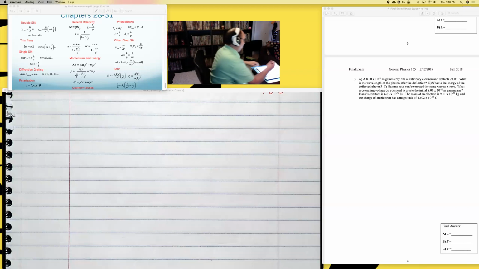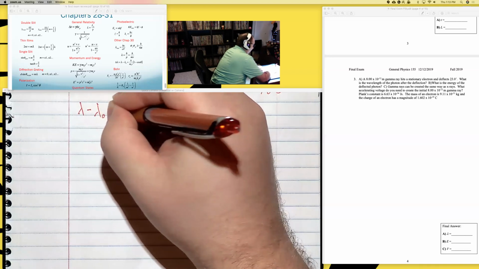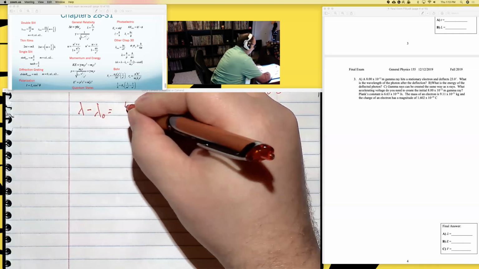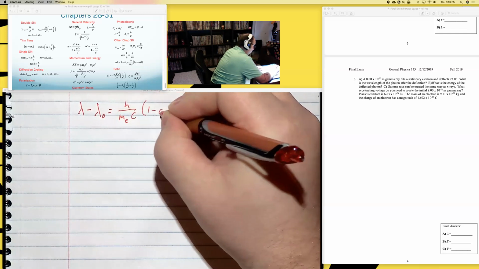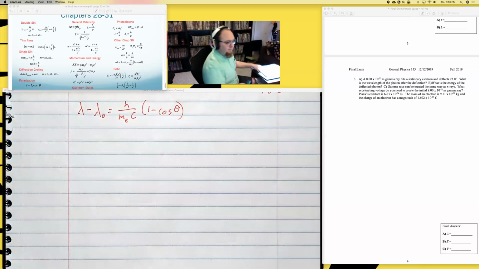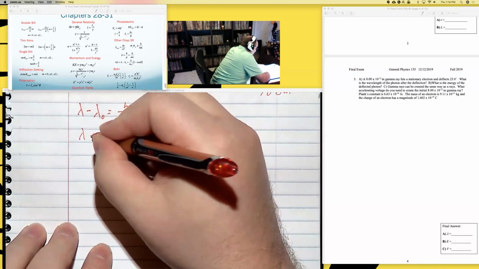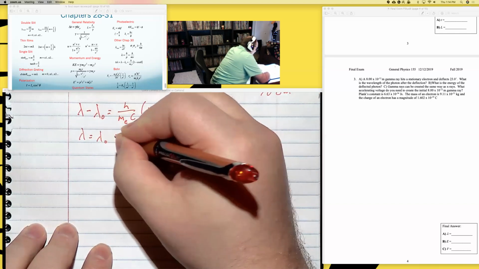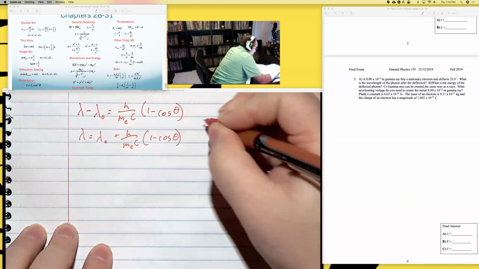For Compton scattering, we know that the wavelength minus the initial wavelength will always be given as h over the mass of an electron times c, times 1 minus the cosine of the angle. Now, I'd actually read what the problem said. What is the wavelength of the photon after deflection? Okay, that's just lambda. So that just means adding lambda naught to both sides. It's going to be lambda naught plus h over m_e c, times 1 minus cosine of the angle.